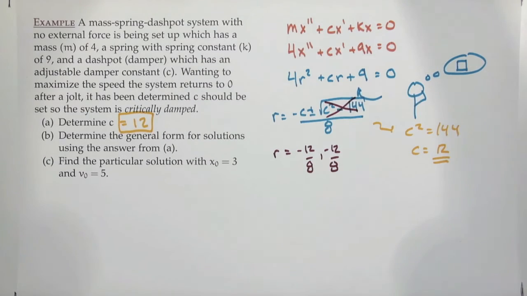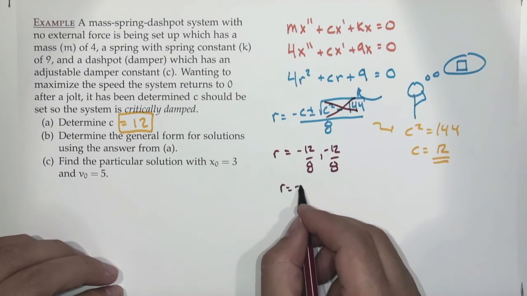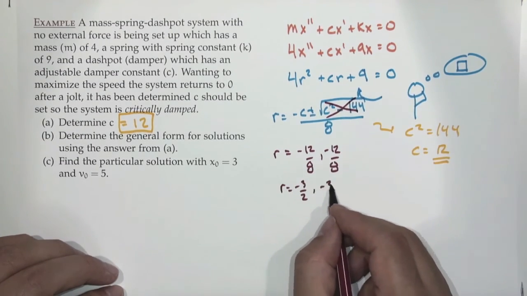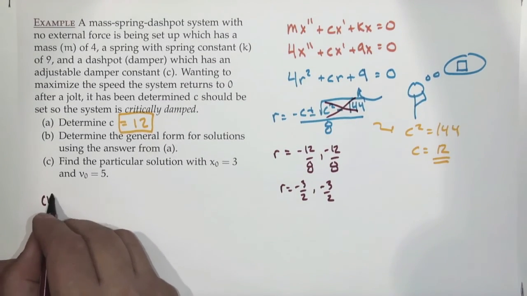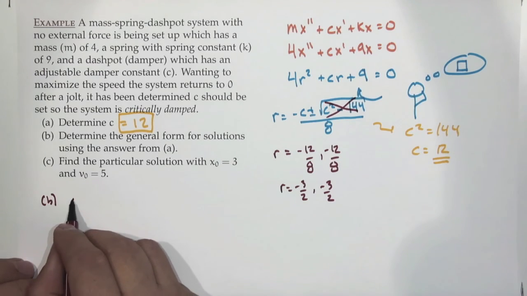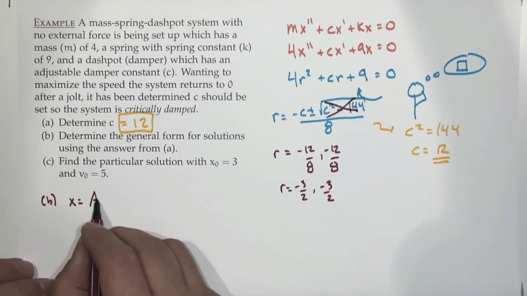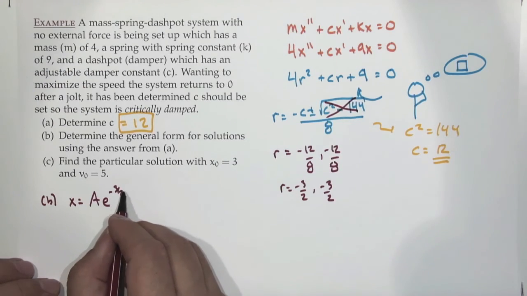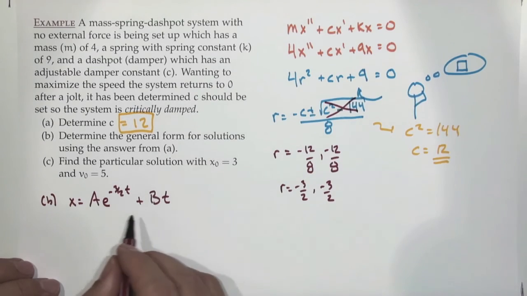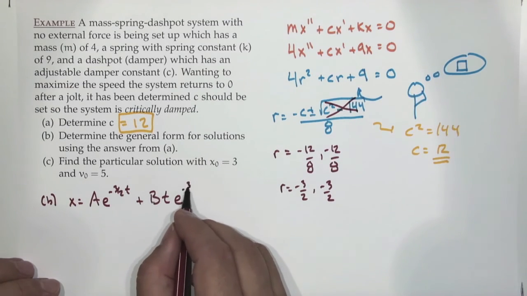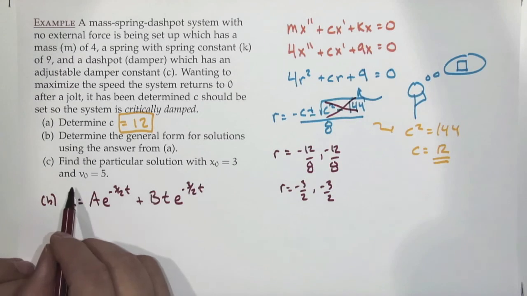Well, 12 over 8, there's a nicer way to write that. What can we call that? 3 over 2, because they both have factors of 4. Okay, so now we can say, hey, our answer for B would be x equals some constant, e to the minus 3/2 t, plus some other constant times t, because it's a repeated root, so you have to have the second one bumping up, times t. So there's B.